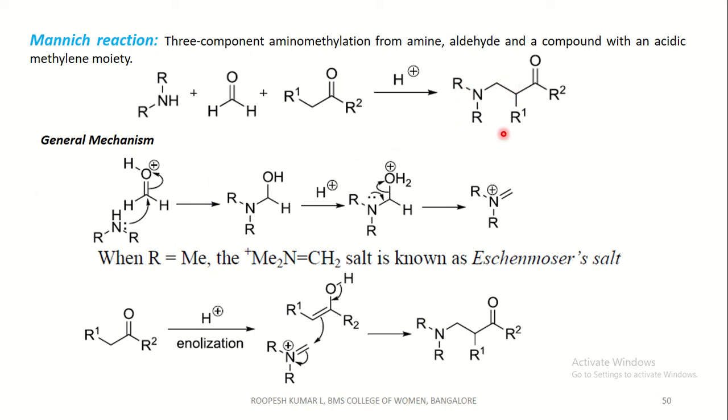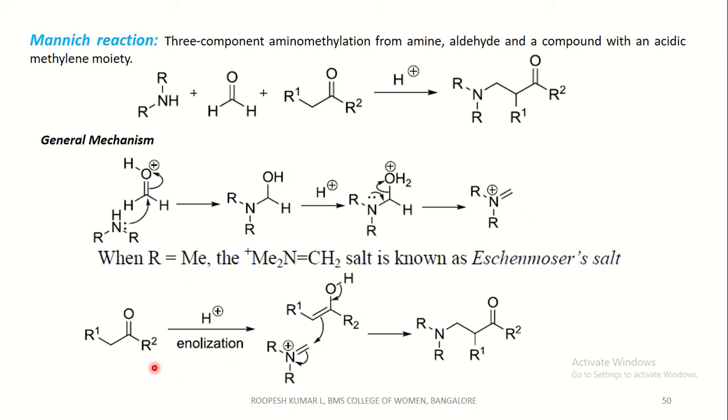General mechanism. This is also called a Mannich base. Coming to the general mechanism, this aldehyde gets hydrolyzed. The lone pair on nitrogen attacks this carbonyl carbon, which forms the corresponding alcohol. This alcohol takes a proton from acid to form an oxonium ion, that is OH2 plus. This lone pair on nitrogen shifts here with the elimination of a water molecule to form the corresponding iminium ion. This is called Eschenmoser's salt if R is equal to a methyl group.